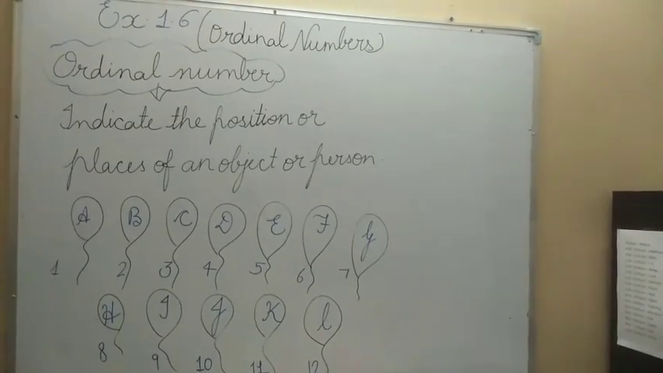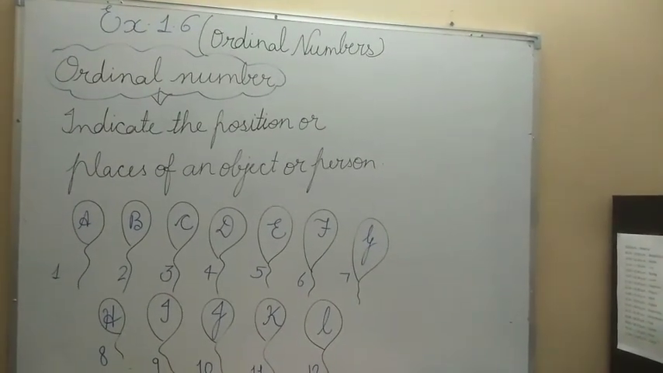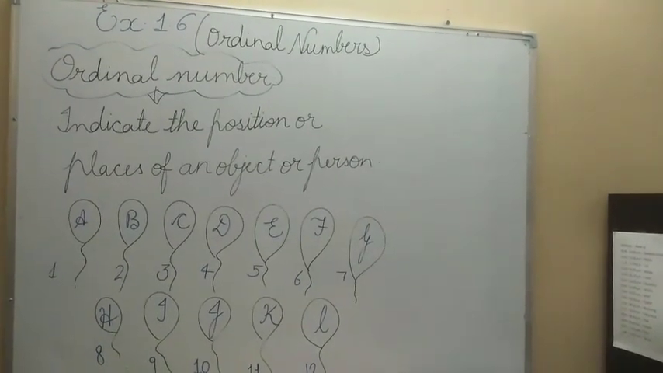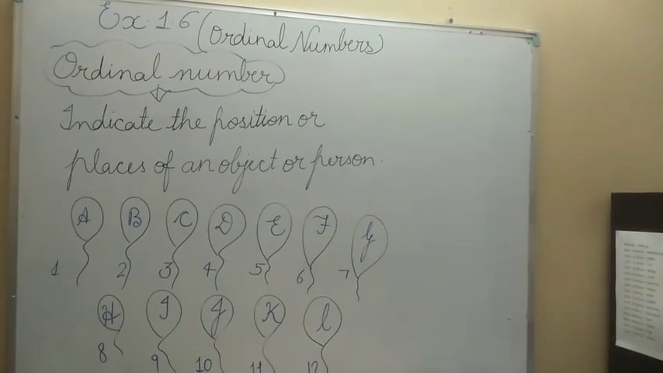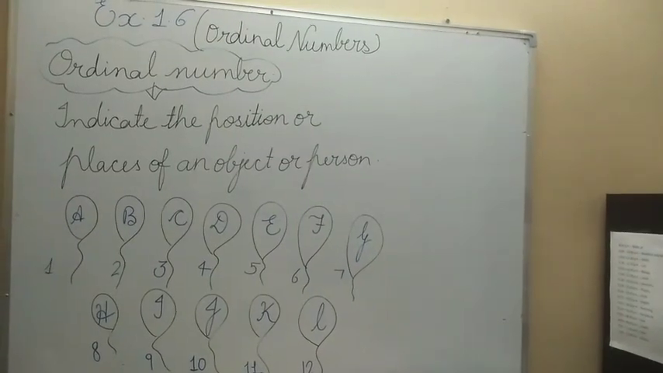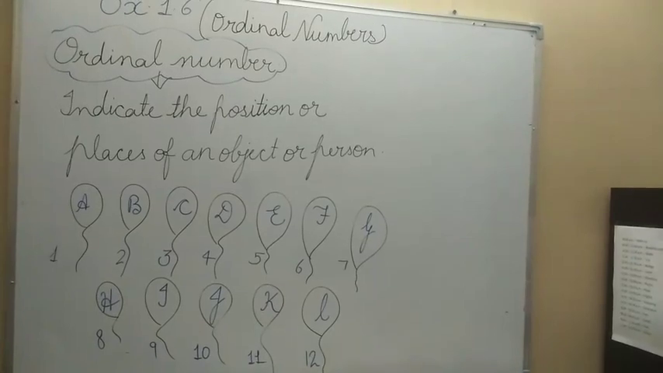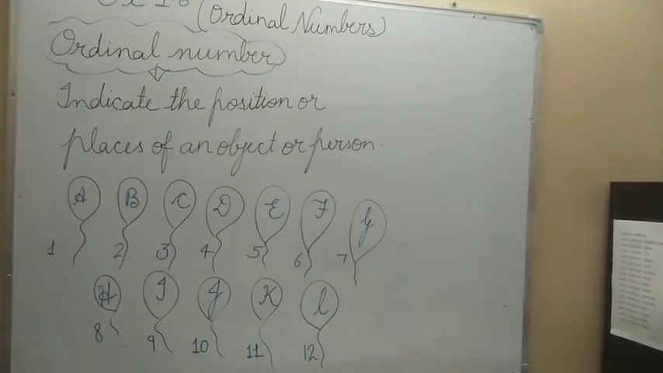Good morning, students. Today in maths, our topic is ordinal numbers. What are ordinal numbers? Ordinal numbers are these numbers which indicate the position or place of an object or person.